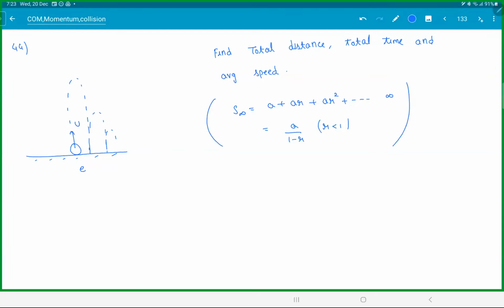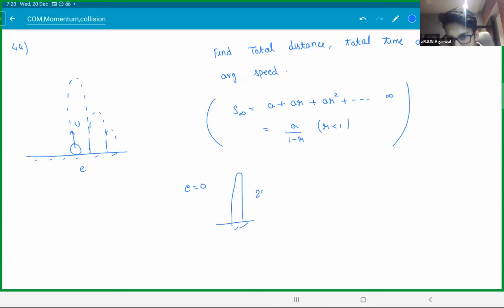Suppose this question comes in the exam, how do you guess? Anyone? How do we guess? You should have a 1 minus something in the denominator. Why? Because of the infinite GP thing. Not necessary. Suppose if I keep E0, what will I get? Goes up, comes down and stops. So what distance should come? 2 times h. So if you put E0, the formula should give me 2h for the distance traveled.